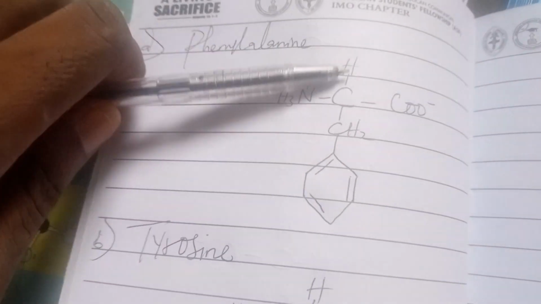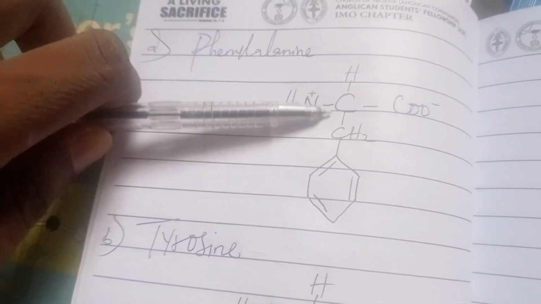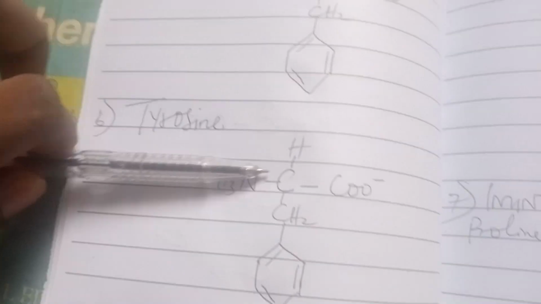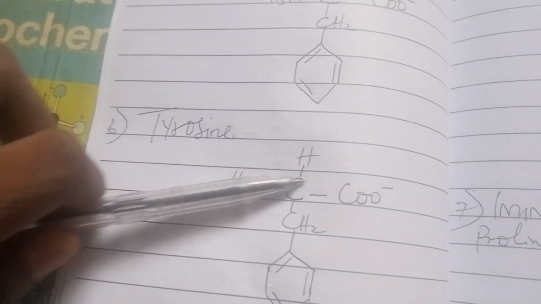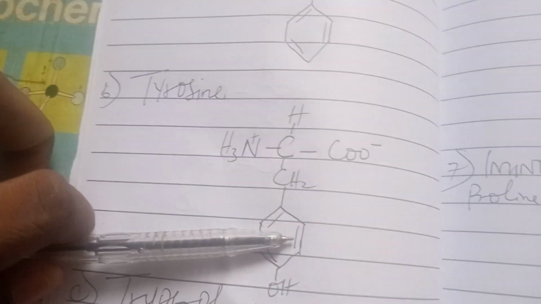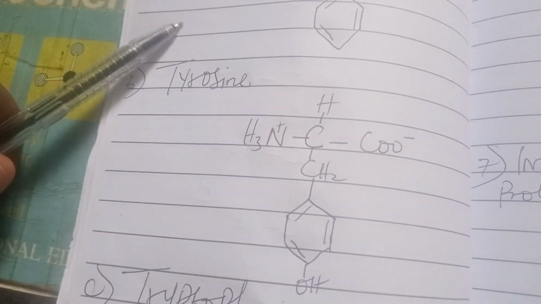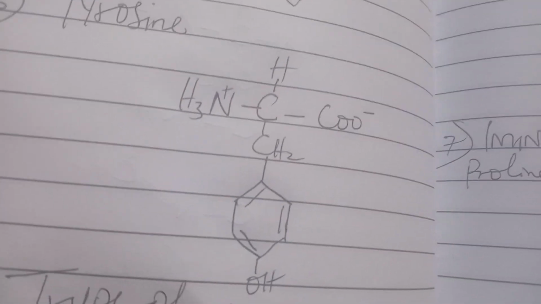Now look at phenylalanine. You just have to write the general amino acid structure, and then you introduce CH2 and what? One aromatic ring. Now for tyrosine, you write the general amino acid structure, introduce CH2, and then you introduce what? A benzene ring and what? OH. Now remember, we classify tyrosine as an amino acid with what? Hydroxyl side chains.